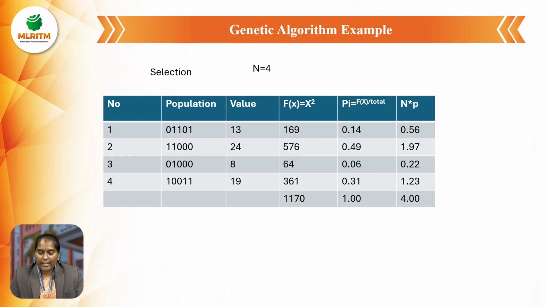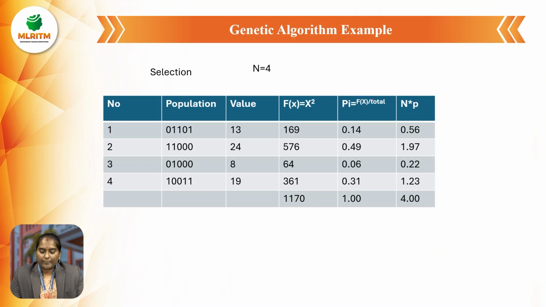How to calculate the P value? F of x by total. So for the f of x total, we have to consider the value of f of x. The total value of f of x is 169 plus 576 plus 64 plus 361, that is equal to 1170.